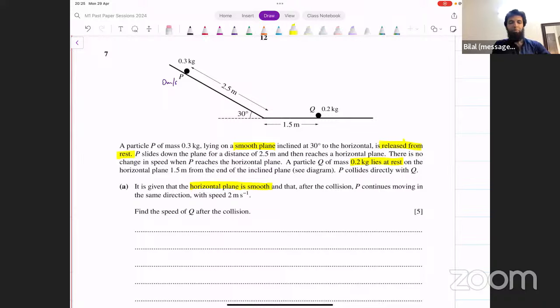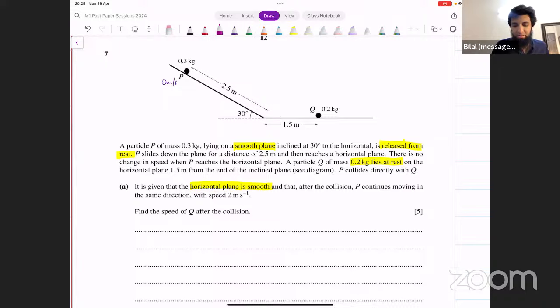Now, there are two parts of this journey. P is first moving down the plane, and then it starts moving on the horizontal plane. It collides with Q, and then their speeds change after collision. We need to find the speed of Q after this collision happens. First of all, let's break this journey down into two parts, because some of the journey happens on the inclined plane, and then the particle moves on the horizontal plane.